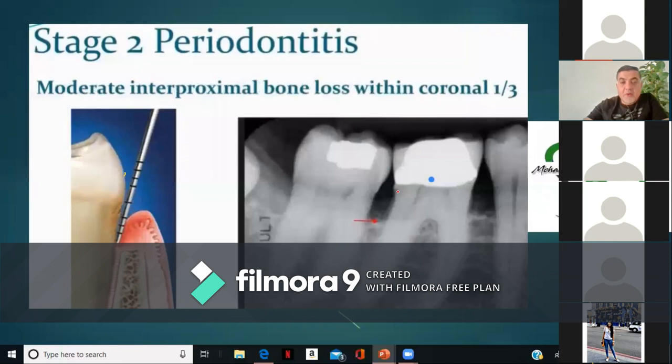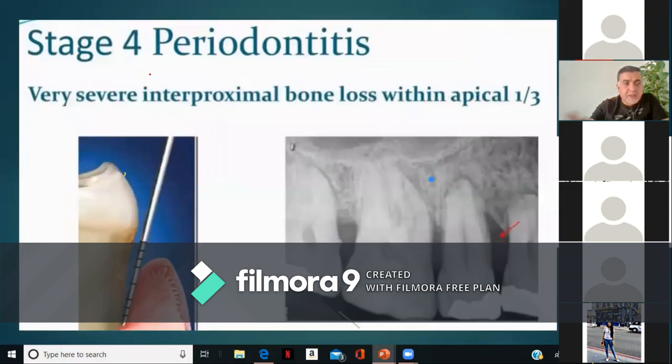Stage two, within the coronal third. So this is the cemento-enamel junction, and it's up to here. So it is more than 15%, but it is still within the coronal third, so it's stage two. But I missed stage three here. Stage three should be up to the middle. Okay, but for stage four, severe interproximal bone loss extends to the apical third. Here. Okay, this one, can you see it? This is the cemento-enamel junction here.